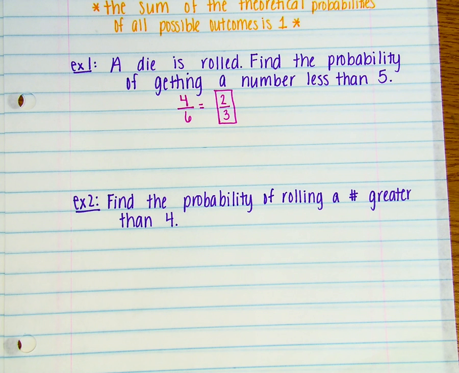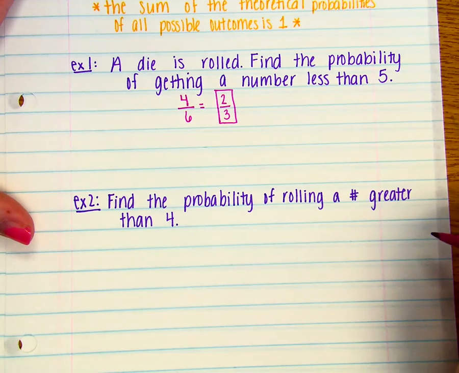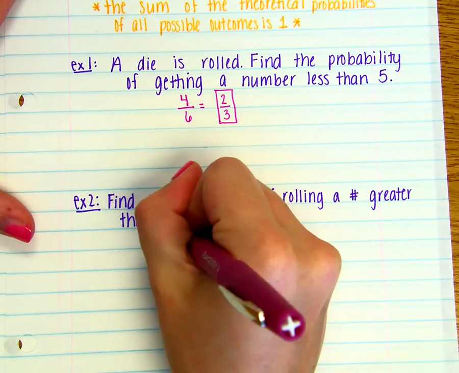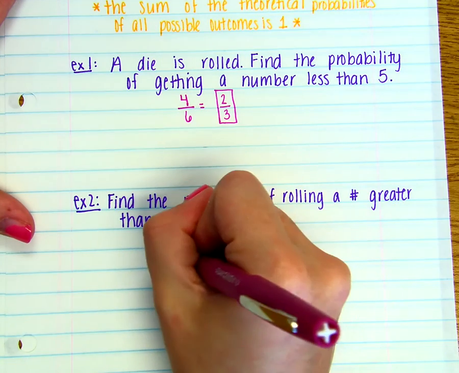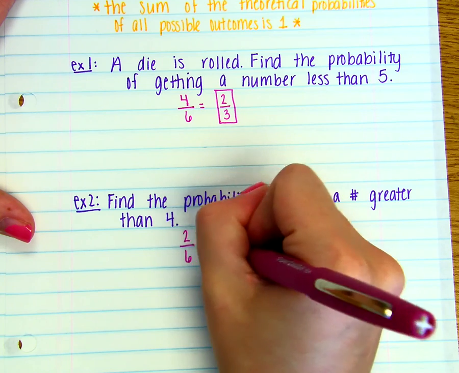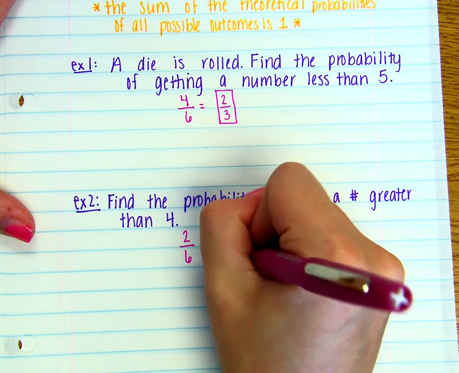It says find the probability of rolling a number greater than 4. So on our dice, numbers greater than 4 would be 5 and 6, so there are 2 numbers greater than 4 out of 6 numbers altogether. 2 over 6 reduces to 1 over 3.